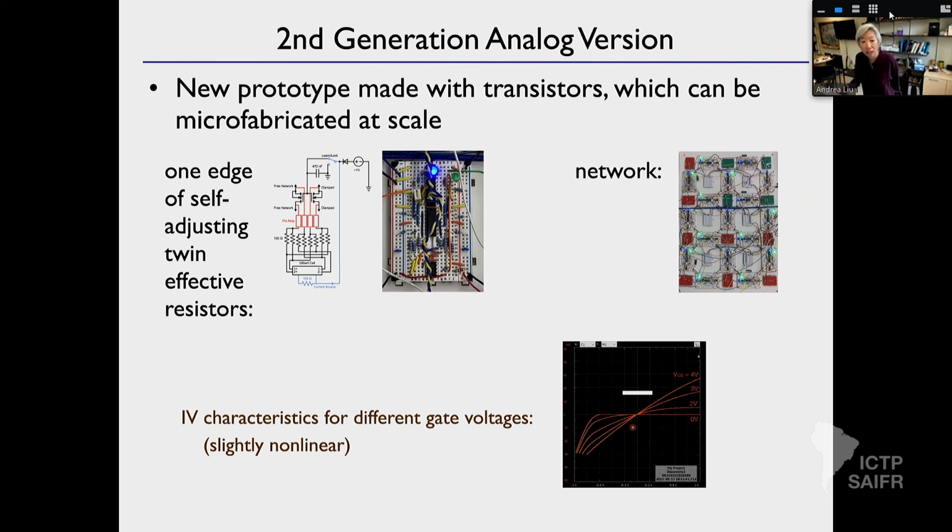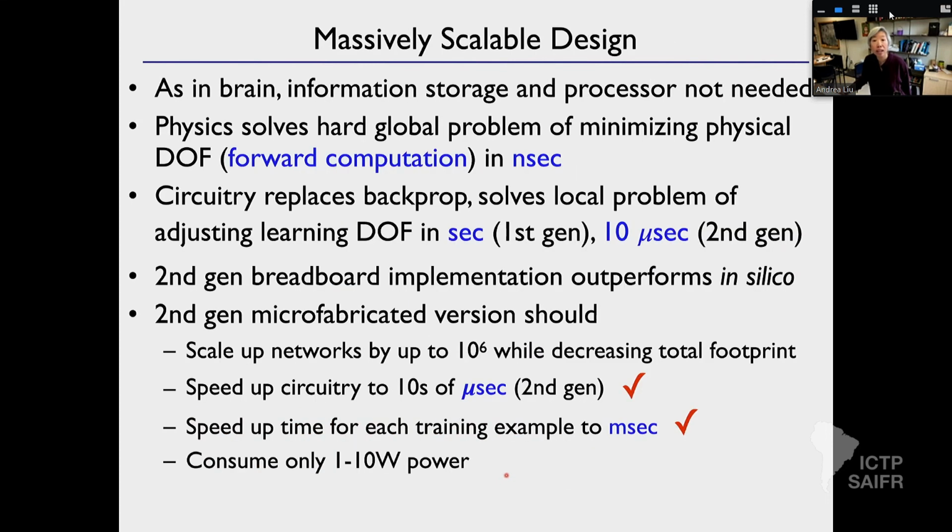So with different gate voltages, we can actually solve XOR with this now. We're not constrained to just linear classification. We can do nonlinear as well. And the most amazing thing is that the second generation system is five orders of magnitude faster than the first one. Okay, so this is just what Mark has now.